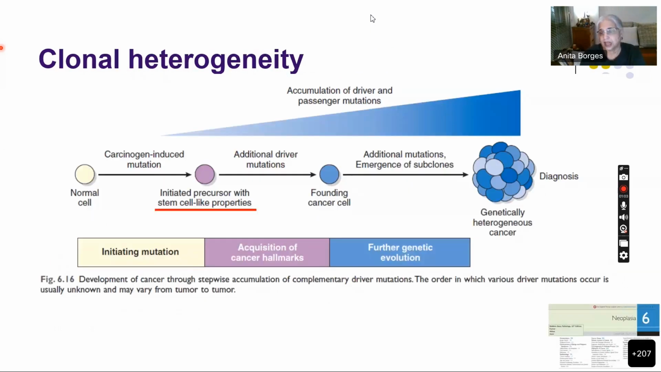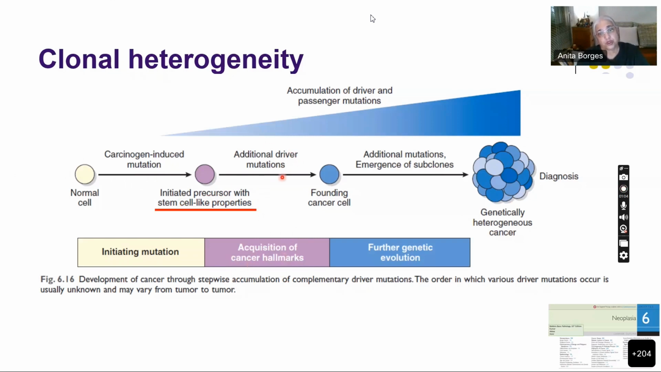All right, and this is the iconic picture where you get clonal heterogeneity. It starts as a normal cell, then there is whatever stimulus, in this case carcinogen induced mutation, and we call that an initiated precursor cell with stem-like properties. That means that this cell can now keep on responding to growth factors and being uninfluenced by tumor suppressor genes. So it is slowly accumulating the cancer hallmarks, acquisition of the cancer hallmarks.